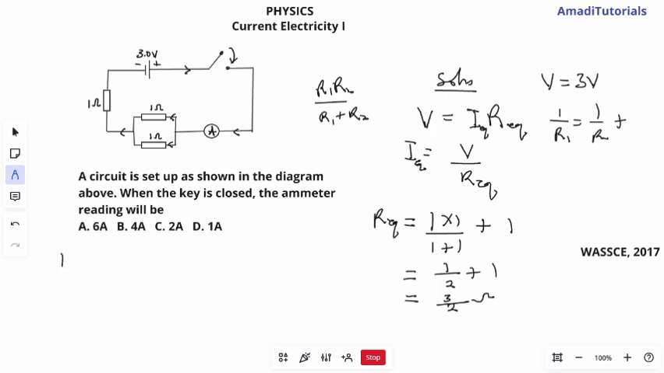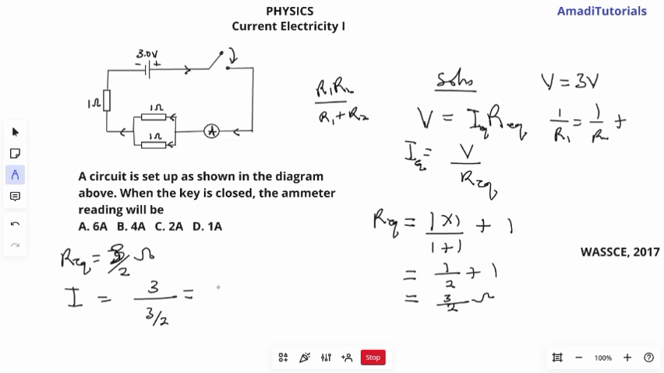So our equivalent resistance is what? It is 3 over 2 ohms, or you can say 1.5 ohms. But we are not looking for resistance, we are looking for current. So our current will now be voltage divided by the equivalent resistance. Our voltage is 3, divided by the equivalent resistance, which is 3 over 2.